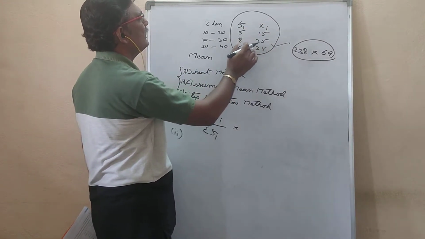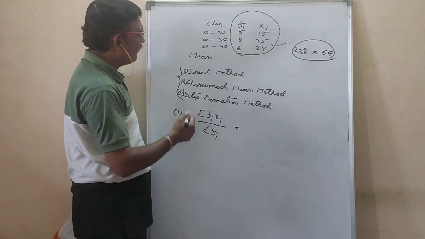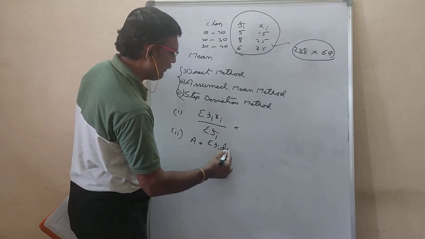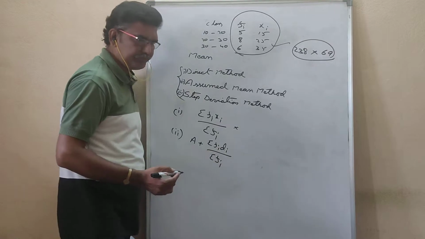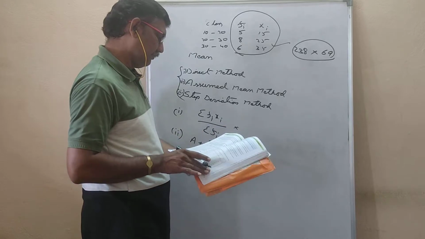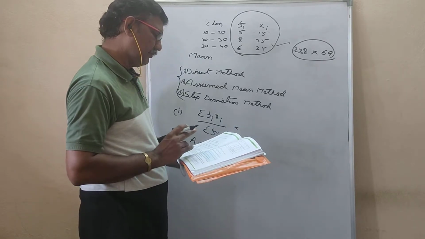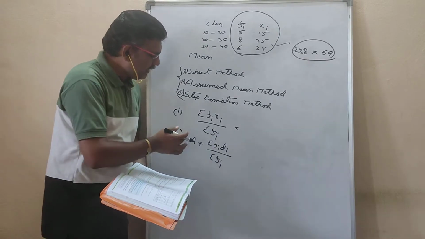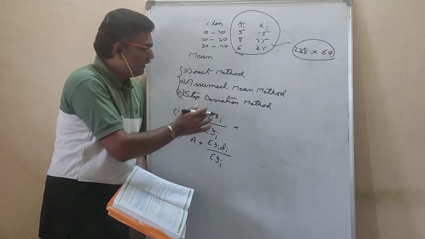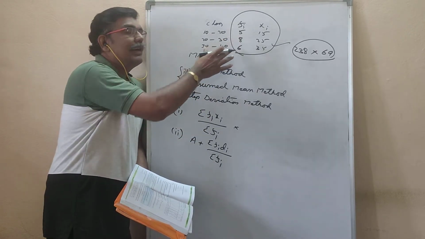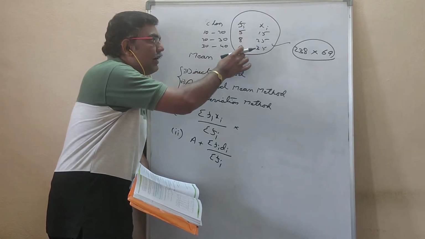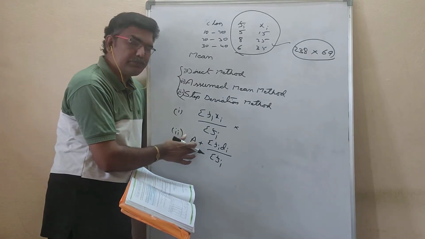The formula for assumed mean method is a plus sigma fi di by sigma fi. This is the formula for what? Assumed mean method. This method you have to consider when they are medium, not very high, not very low. These values are not small, not big. Then you have to use which method?